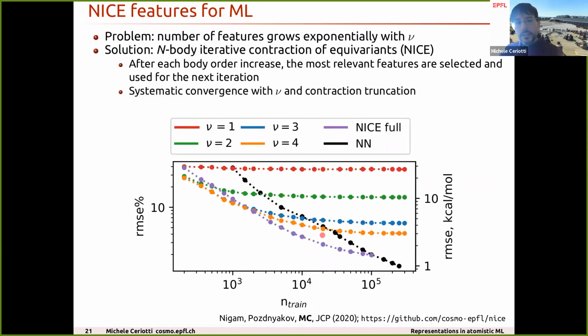And what is nice in this approach is that you can build systematically improvable linear bases to expand molecular properties. So as you increase the body order, you get higher and higher descriptive power using linear regression. So this is basically just linear regression. And of course, if you have a small amount of training structures, linear regression with good features can do better than a fancy neural network scheme.